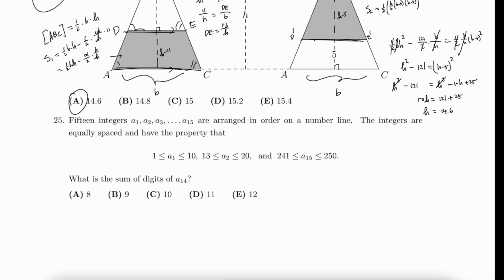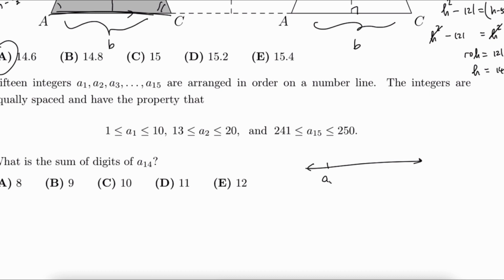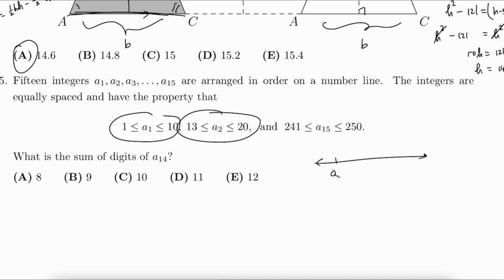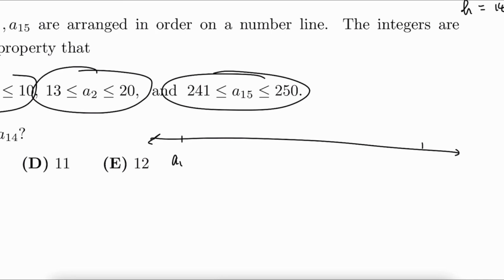Number 25 says, 15 integers A1, A2, through A15 are arranged in order on a number line. They're equally spaced and have the property that A1 is between this, A2 is between this, and A15 is between that. All right, so let's see if we can draw the number line. That should be enough. This is between 241 and 250. This is between 1 and 10. A2 is between 13 and 20.